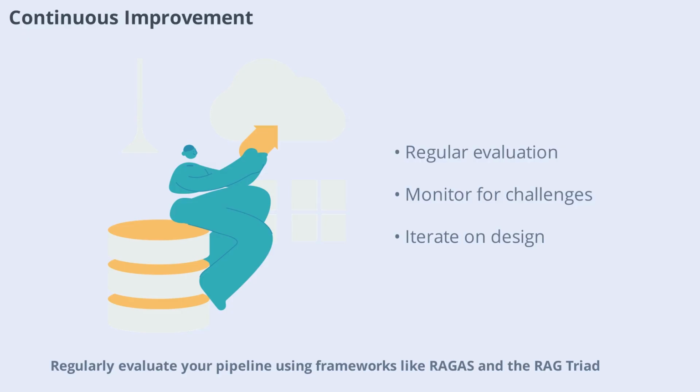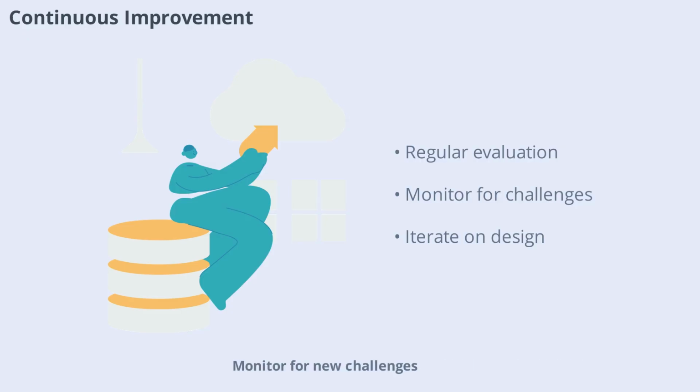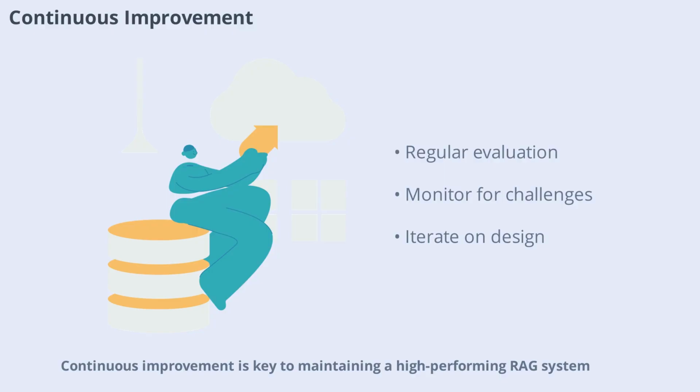Regularly evaluate your pipeline using frameworks like RAGAS and the RAG Triad. Monitor for new challenges such as emerging security threats or changes in user behavior and iterate on your design. Continuous improvement is key to maintaining a high-performing RAG system.